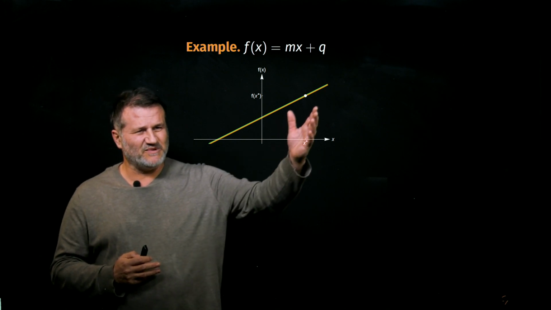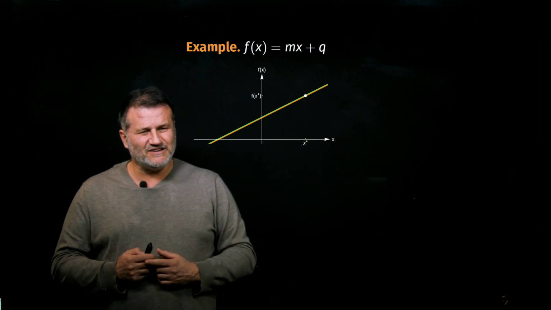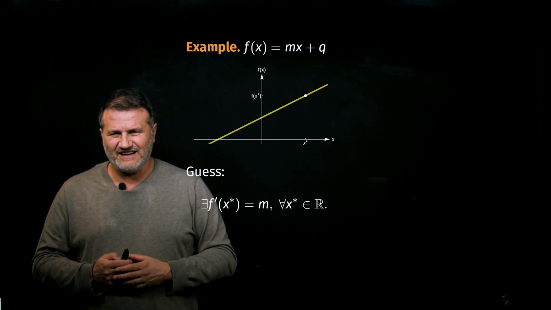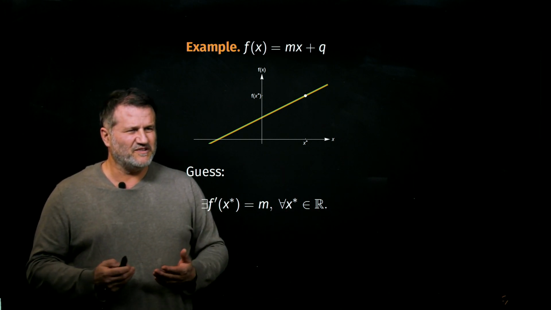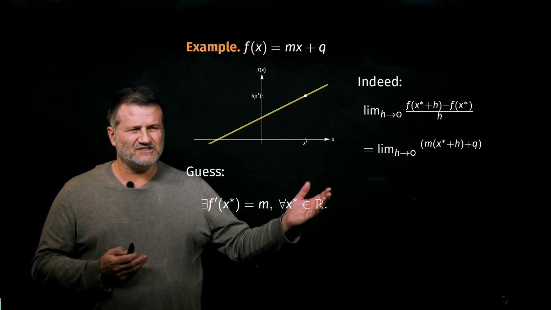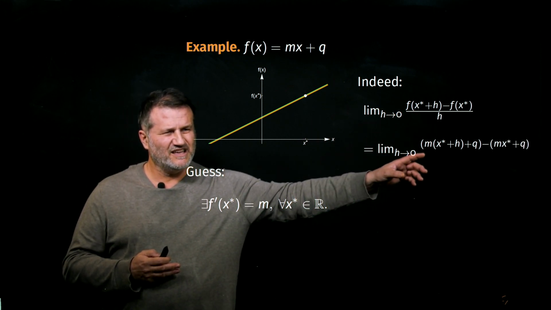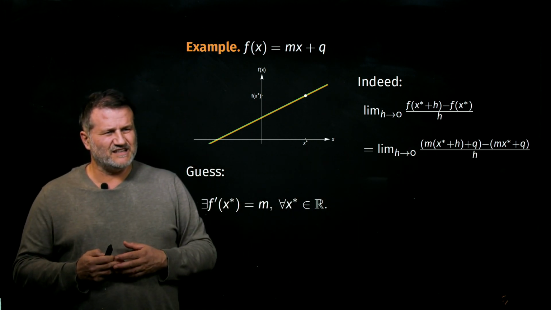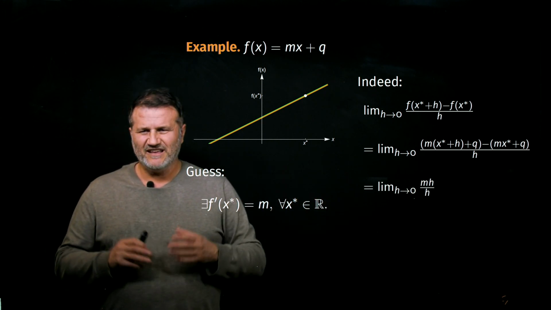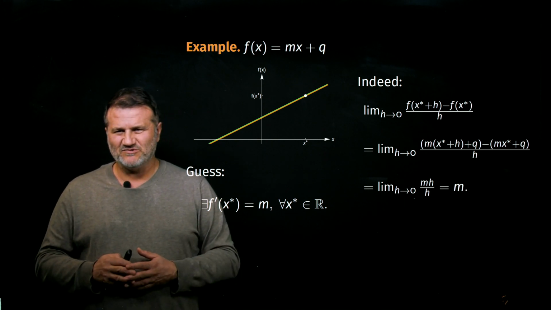Indeed, we can suspect that the angular coefficient of the tangent will be the same as the function, so f prime of x star will be equal to m, whatever x star is in R. This can be easily proved because if we compute the limit of the incremental ratio, in this case, the calculation is really straightforward and elementary. So we replace the values of the function in the increment at the numerator, divide by h, then we simplify whatever we can, and we end up with this limit for h going to 0 of mh over h, which is clearly equal to m.